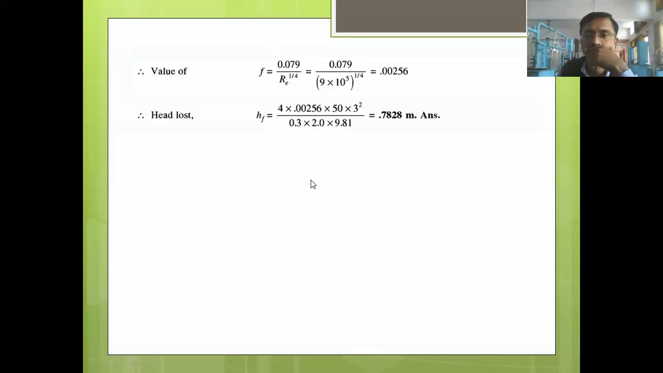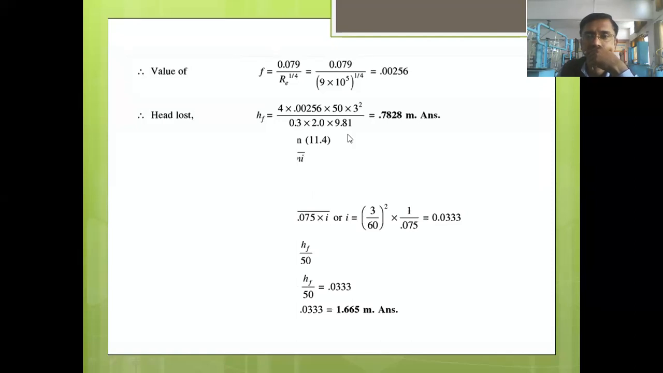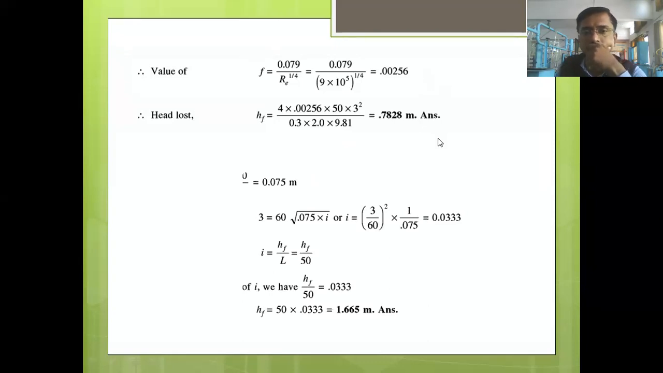Yes, how many students have got the answer? 0.78. Mayuri, what we have found is 2.5 into 10 to the power minus 3 for F. Okay, those students who have got the answer for HF by using Darcy equation, then you can find by using Chezy's formula. What is Chezy's formula?